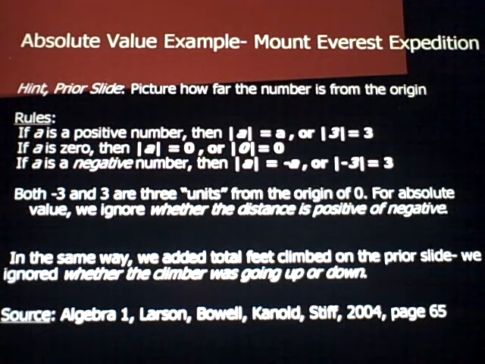I've put the rules back up here again. Let me try it a different way. If both negative 3 and 3 are 3 units from the origin, we can think of them as being equally far apart if we start at the origin and move in either direction. For absolute value, we ignore whether the distance is positive or negative. The absolute value of negative 3 and 3, you can see at the top, the answer is 3 in both cases. In the same way, we added total feet climbed on the prior slide, and we ignored whether the climber was going up or down. So I hope you can use the Mount Everest example to remember how absolute value works.